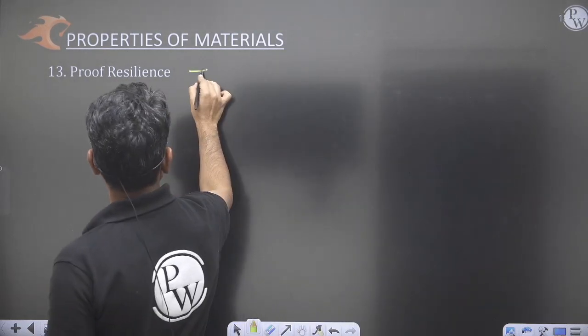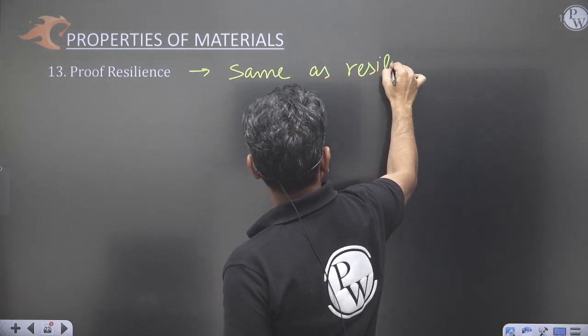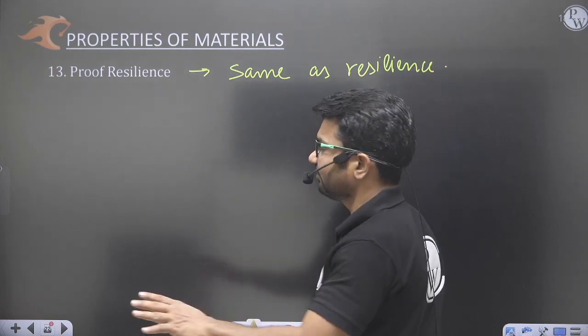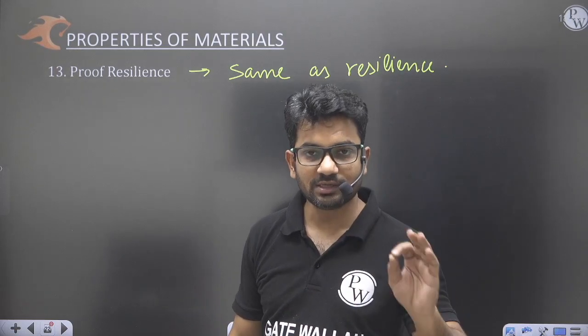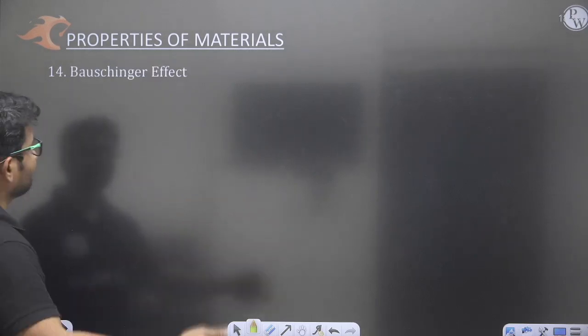But proof resilience is just at the elastic limit, when we have loaded up to the elastic limit. But in foreign authors' books there is no distinction between resilience and proof resilience. So you can write it same as resilience, nothing different from resilience. Proof resilience is the same as resilience. In Indian authors' books they have defined it separately. Nothing, no distinction as such.